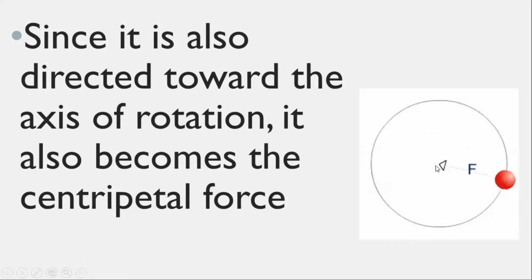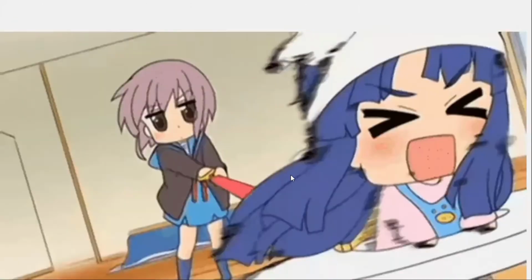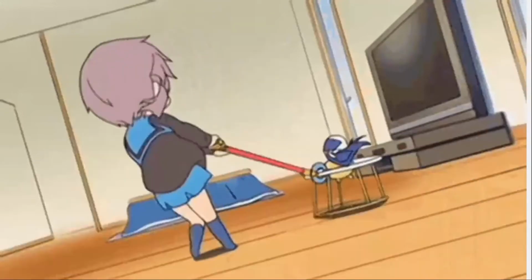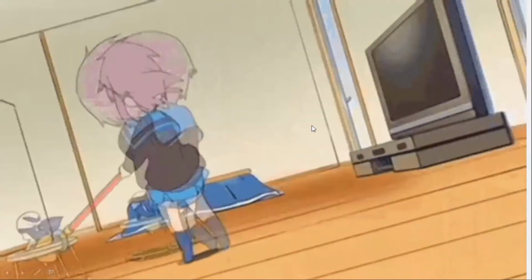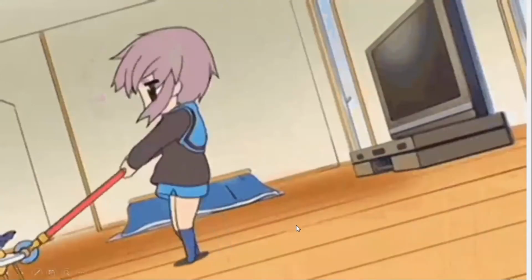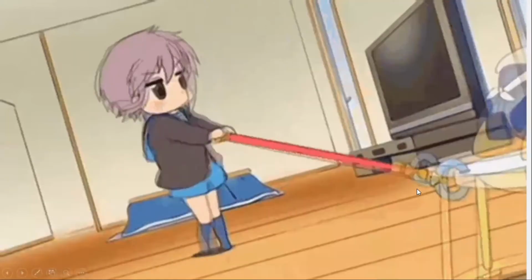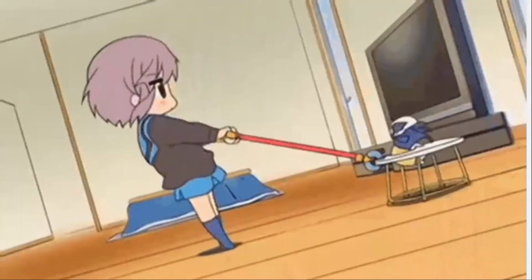Again, the kind of force that holds an object traveling in a circular path is called centripetal force. Its location is at the center of the circle. Like in this animation, the girl with the purple hair serves as the centripetal force, holding the object traveling in a circular path. If there is no force, then this little baby traveling in a circular path will no longer travel on that path.